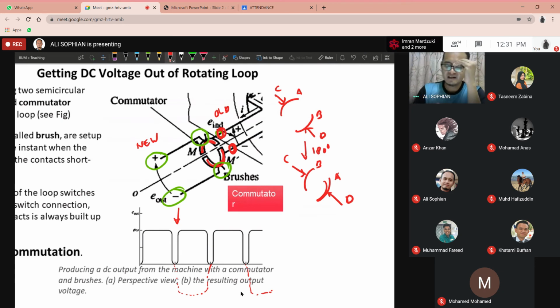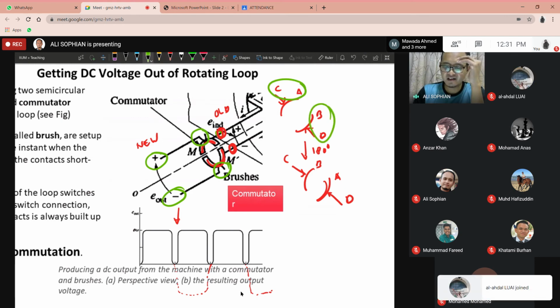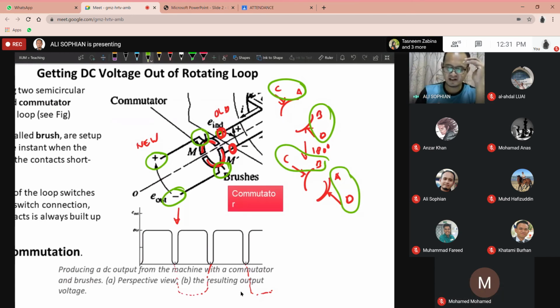You can see initially A and C are connected, B and D are connected. After 180 degrees, it is B and C, A and D. So the opposite. And that's why you have this effect here. The negative will be converted into positive, into the opposite polarity.